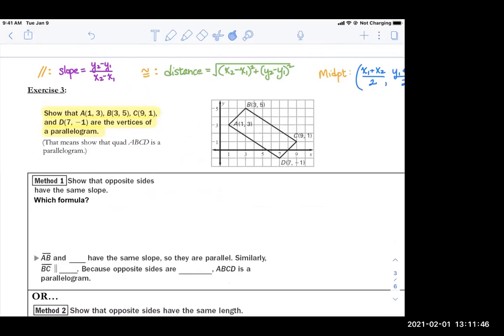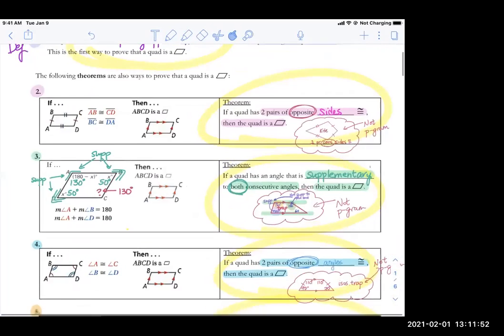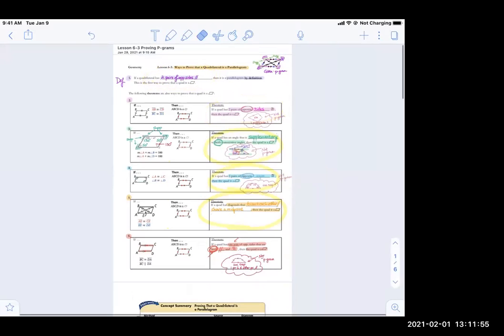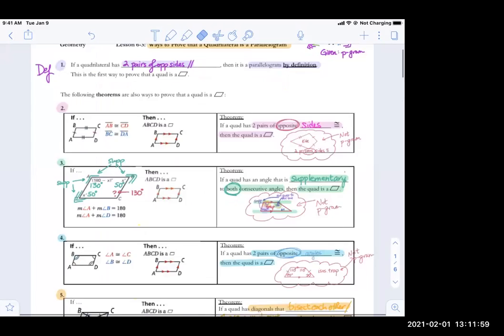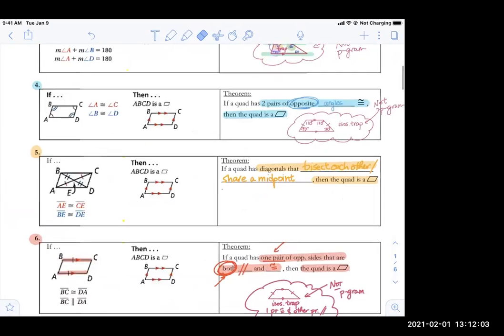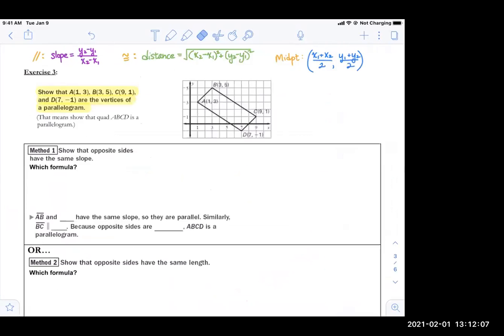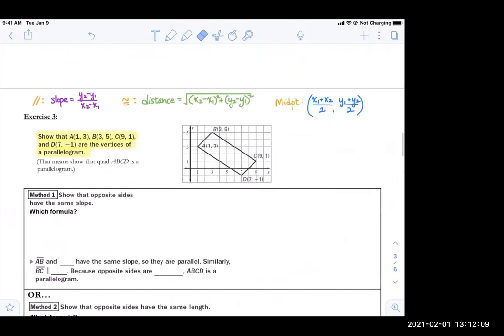If I said you can do this however you want, then you get to choose whichever way you think is easiest. There are all those different options, right? You can do parallel sides, or you can do diagonals bisecting each other. We're going to talk about how to do each different part of that. So the first one says show that opposite sides have the same slope.